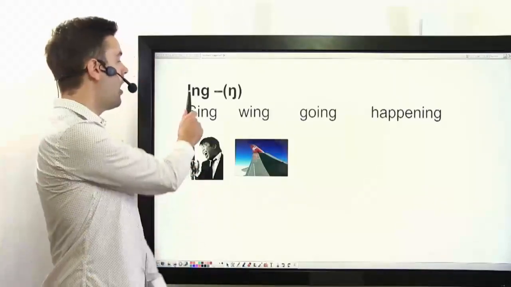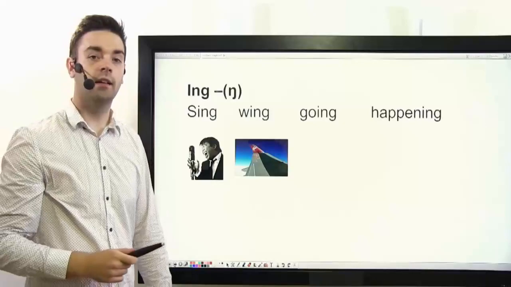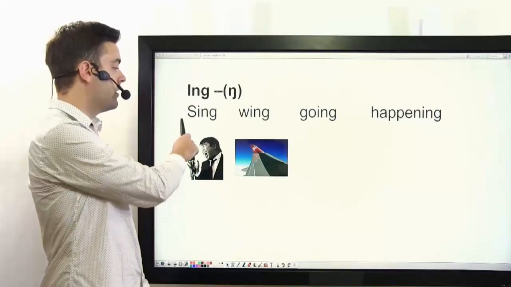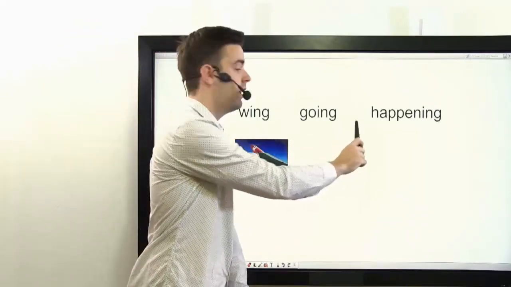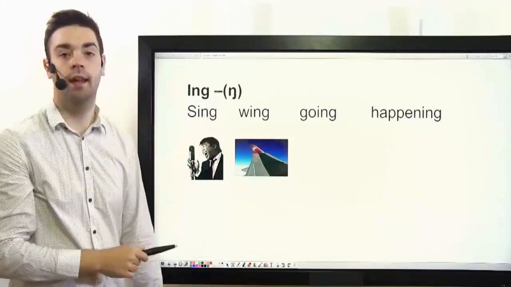When we join ing, it creates an ing sound. So sing, wing, going, happening. ing, ing.